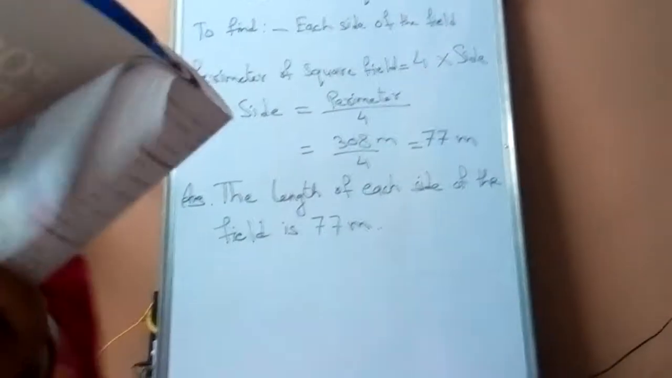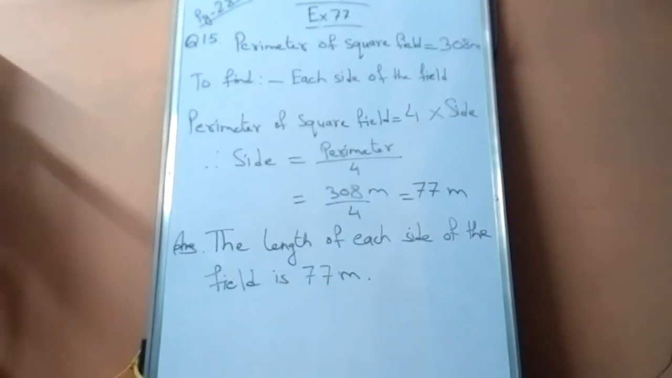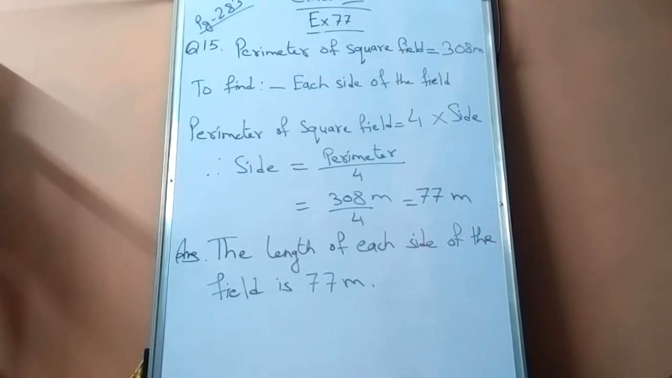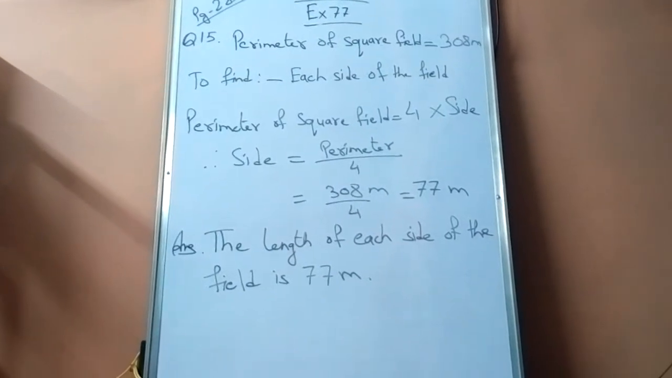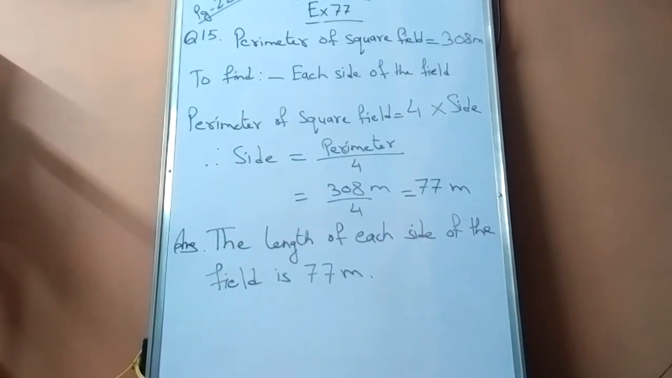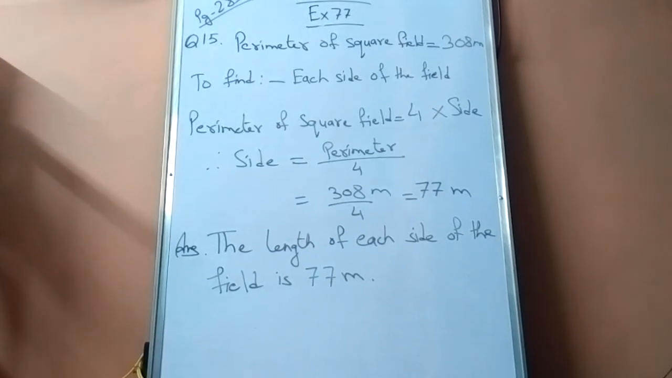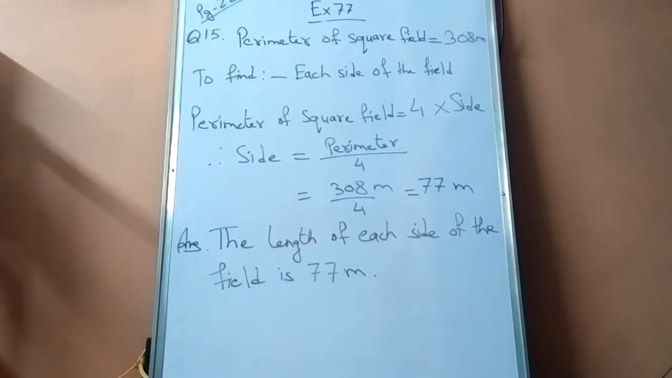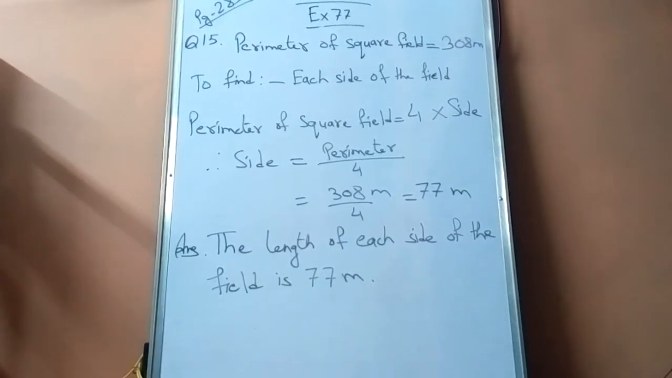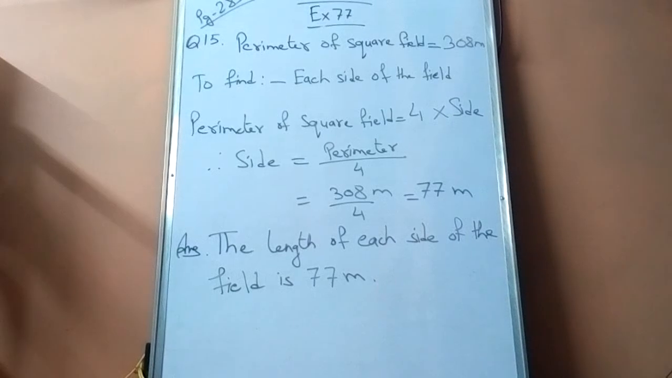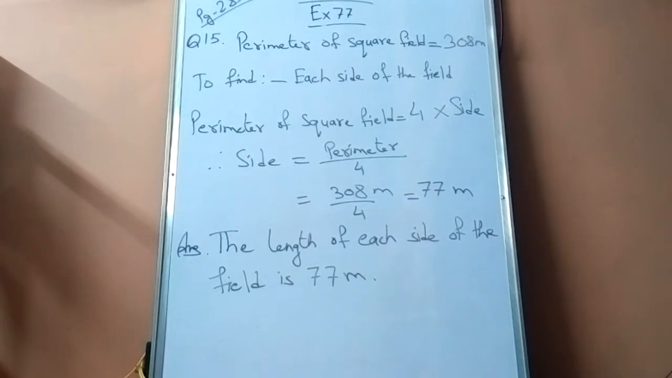Your homework is, this is the last question of exercise 77, and you will complete question bag 1 and question bag 2 in the book itself. Okay, it is very easy, and since you have practiced this, you will do the question bag of area as well as perimeter in the book as homework.